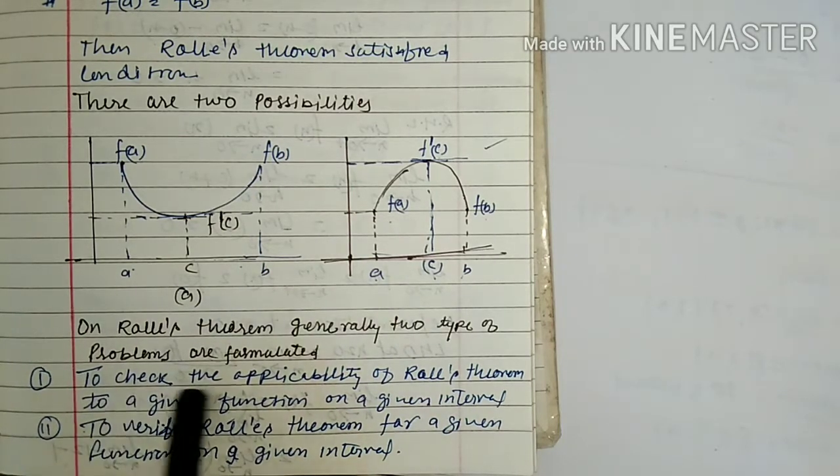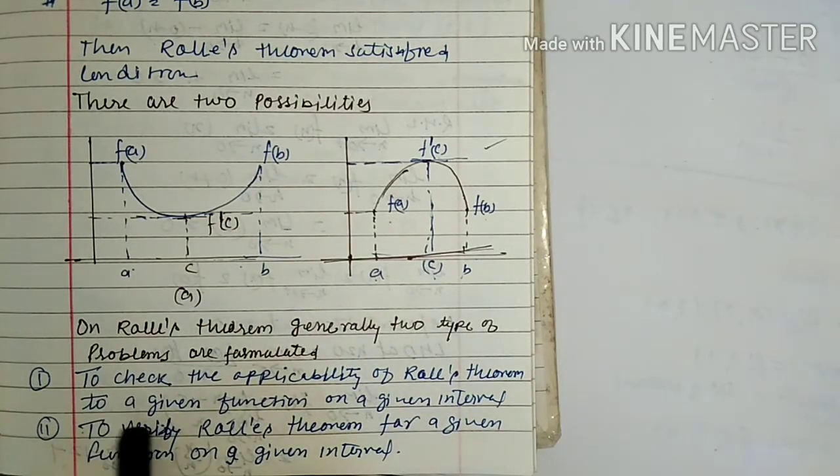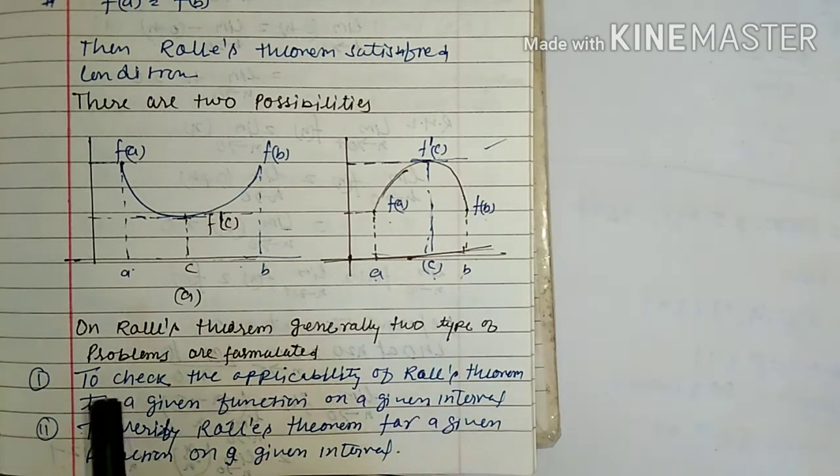The first kind of problem is to check the applicability of Rolle's theorem to a given function on a given interval. So the function is applicable. Clear? The function is applicable for a given interval or not. Suppose that we have been given a function f. So is that function applicable to use Rolle's theorem or not? So we will check applicability, whether it is applicable or not.